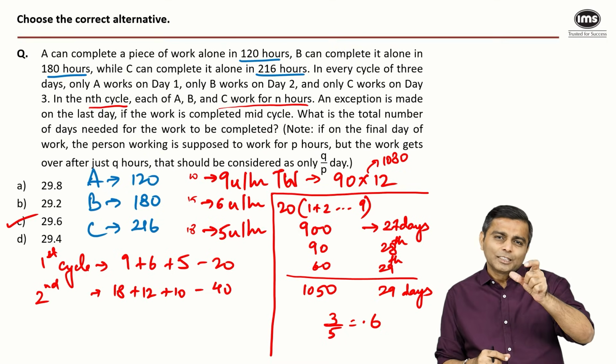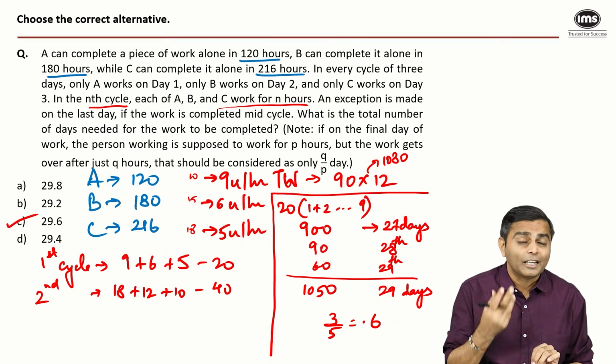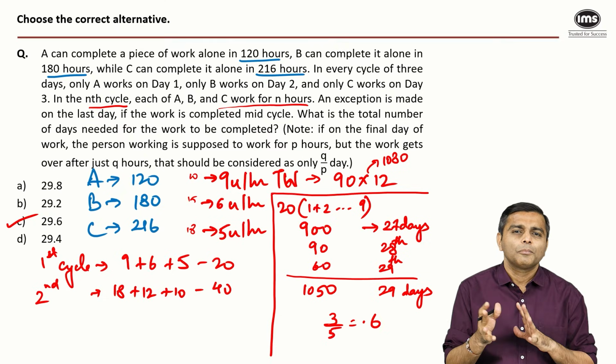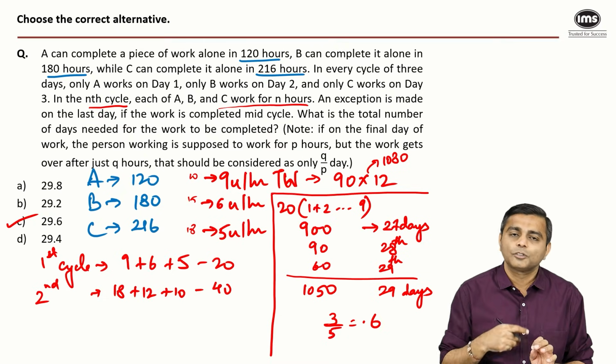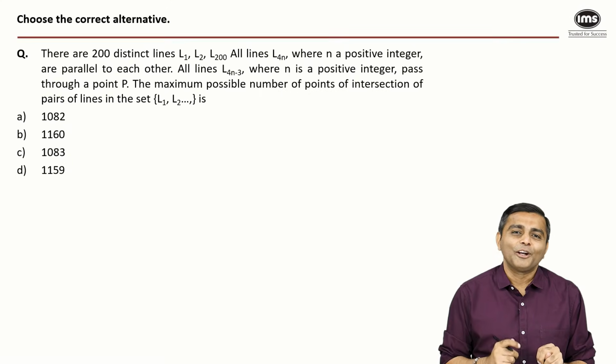So as I told you, only this AP part was a little tricky, but definitely doable, not very calculation heavy, not very difficult to understand. Plus, it's one of the easier areas, time and work. So definitely a doable category question. Okay, moving on to the next question.